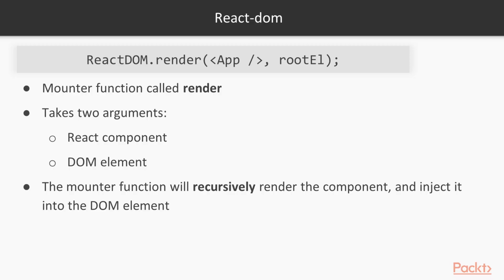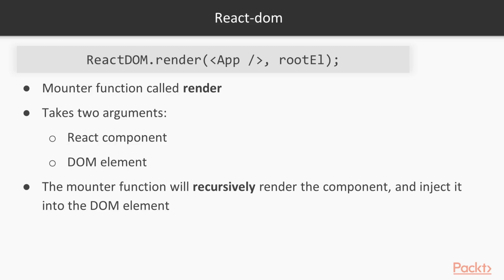In this particular case, we are going to talk about ReactDOM, which is a renderer used to generate web applications using React. The mounter function in ReactDOM is called render, and basically it takes two main arguments. The first one is a React component. This component is going to be the top of the tree of the rest of the components that we want to build in the browser. The second argument is a DOM element. The mounter function will recursively render the component, as we said, and inject it into the DOM element. And this is what we are going to do in this video.